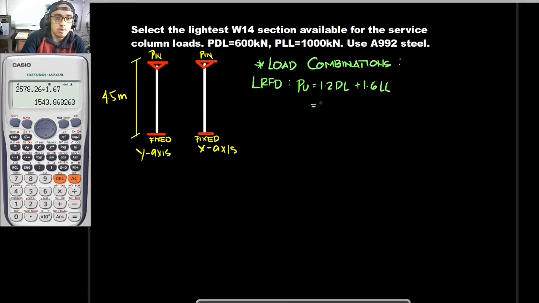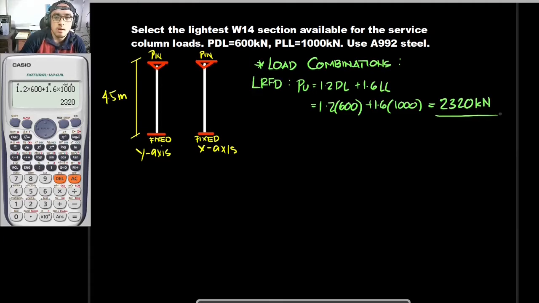So this is to be 1.2 times 600 plus 1.6 times 1000. So solving for that, our value for PU would be 2320 kilonewton. So this would be our load combination.